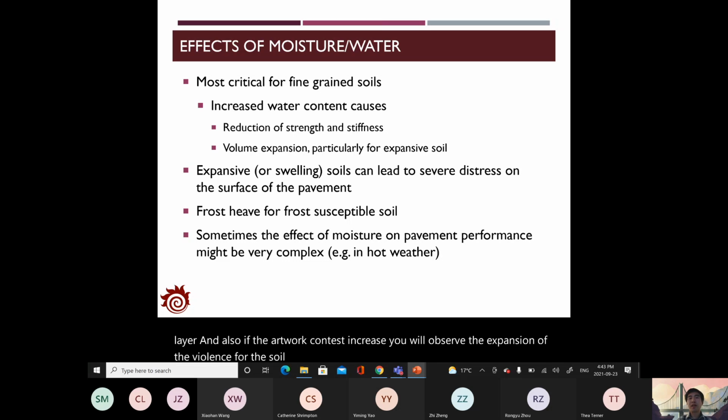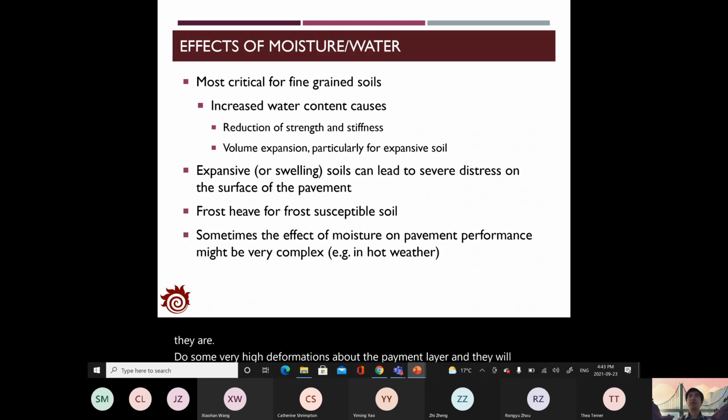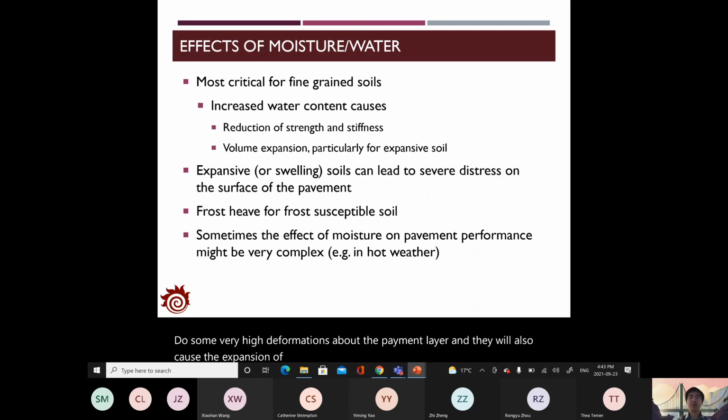And this means that with the changing swelling, there will be some very high deformations in the pavement layer, and it will also cause the expansion of the upper pavement structures. This is actually a very serious issue, especially when the soil applied for the subgrade layer is an expansive soil. We will have some introduction about expansive soil in the rest of this class.